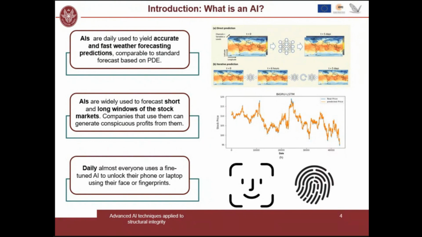And another application that I think all of the people here use daily is the classification of the face and of the fingerprint to unlock their phone. That's really small, but it's technically neural networks on your phone that classify your face and your finger, and it will unlock your phone if it's you.